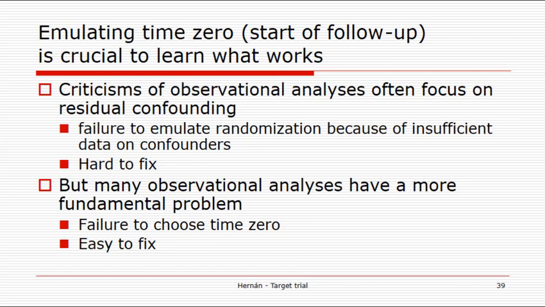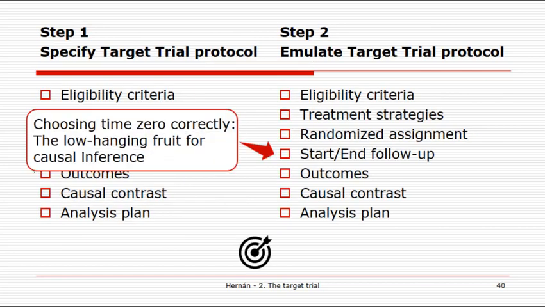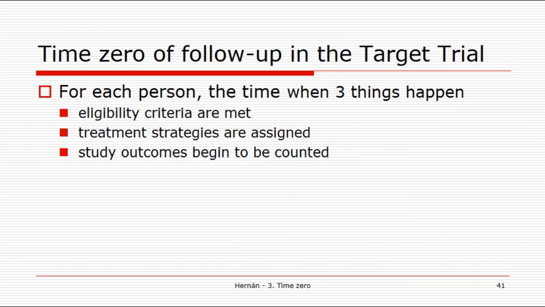And unlike confounding, which is a very serious problem and we never know whether we are adjusting for the confounders or not, the emulation of time zero can always be done correctly. So I argue that's a low-hanging fruit for the improvement of observational analysis. Confounding will always be a problem. We never know if we can emulate the randomized assignment well, but we can emulate time zero.